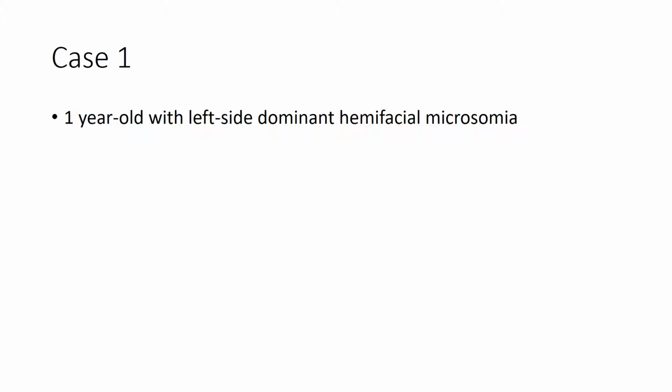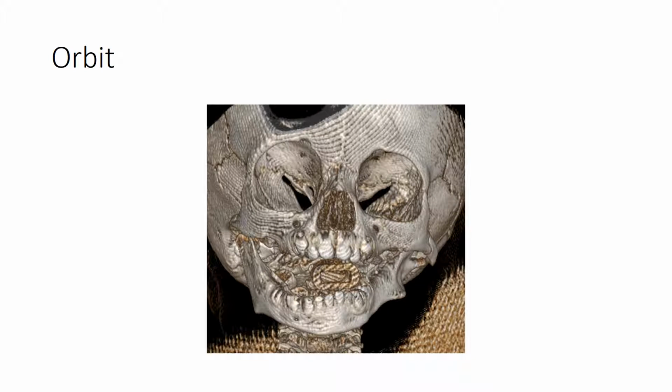Case 1. This was a 1-year-old with left side dominant hemifacial microsomia, and I think that's the appropriate way to term it, is left side dominant, because often the contralateral side is not entirely normal. Looking at the 3D CT reconstruction, you can see the obvious mandibular facial deformity and the mandibular asymmetry with deviation of the chin point to the left and a shortened left ramus condyle unit.